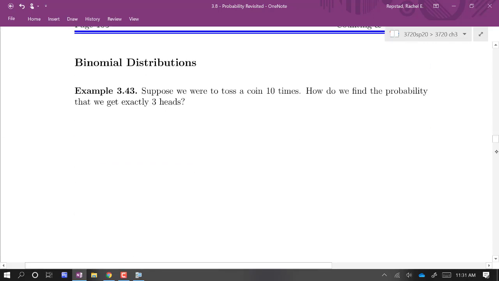So let's keep talking about tossing a coin. When we toss a coin, there are 2 possibilities, heads and tails. Right? So let's suppose, again, we toss a coin 10 times and we want to find the probability that we get exactly 3 heads. Right? So let's think about one way to get exactly 3 heads. One way this might happen. It's not the only way, but we're just looking at one possibility, is if I get 3 heads right off the bat and then 7 tails.